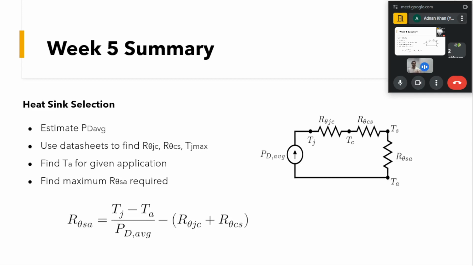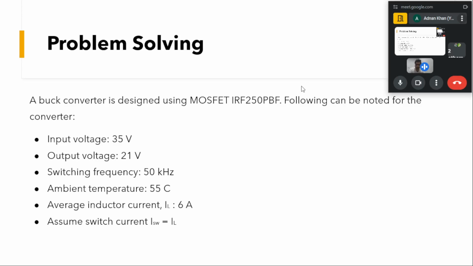Now we will go towards the problem solving session, and you will know how this thing is done. So this is the first question, and before that, we shall take a break for 5 minutes, and then we can start solving these questions after 5 minutes.